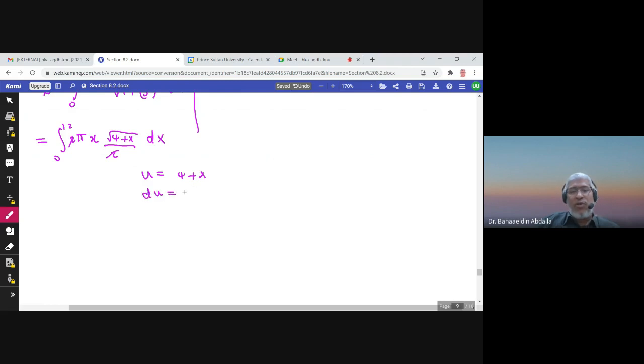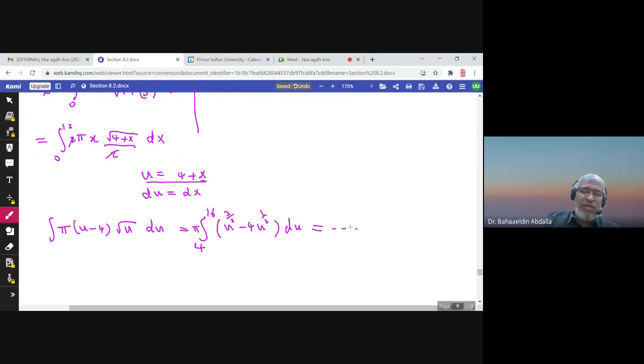So du would be dx, and this would be the integral of pi, and x is u minus 4, times the square root of 4 plus x, which I called u, du. Just change the values of x to u values and continue easily, because here you have u times square root of u, so this is u to the power 3/2 minus 4u to the power 1/2. So evaluate the integral, put the values of u. If x is 0, u is 4. If x is 12, u is 16, and continue and find the answer.